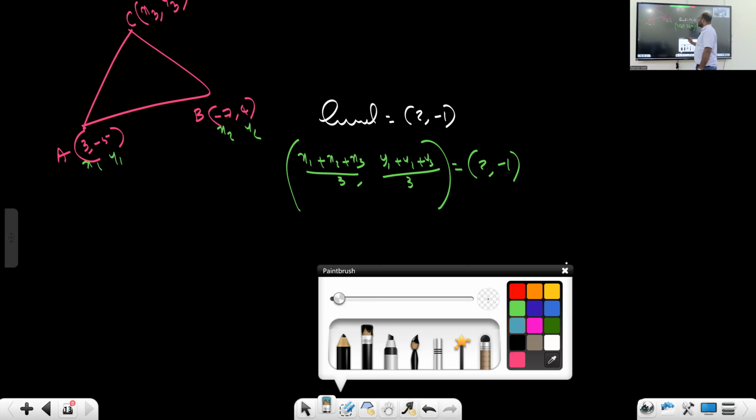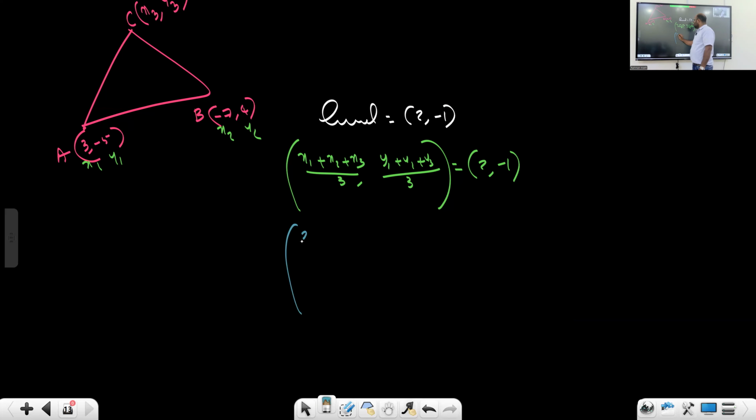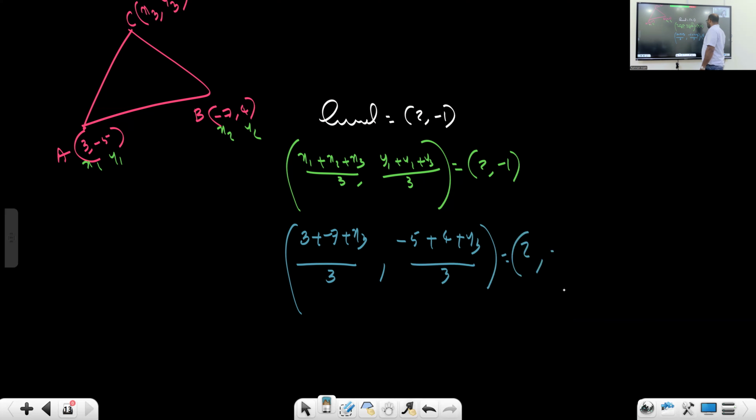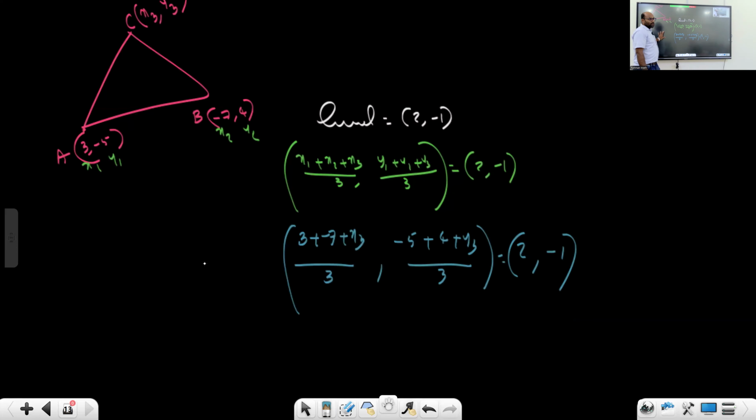You know the value of x1, it is 3, plus -5, plus x3. Sorry, 3 plus -10 plus x3 by 3, comma y1 which is -5, plus 4 plus y3 by 3, equal to (2, -1). Now first equal to first, second equal to second. Equate the ordered pair. Now anybody have doubt, tell me.